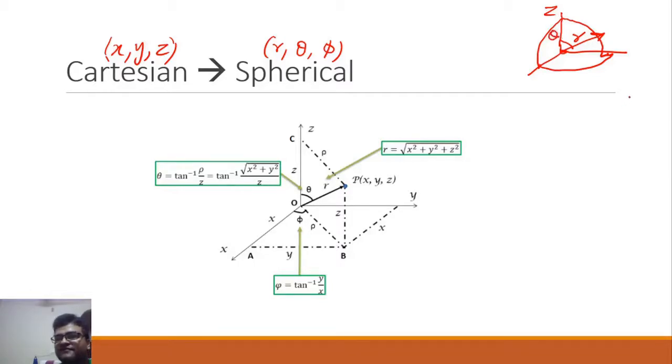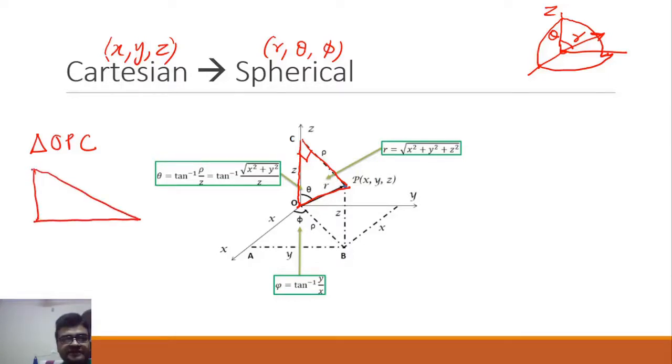So other than phi, we now have a radius r and the polar angle theta. In this diagram, this vertical angle, theta, and r are shown with a new triangle. This triangle is a right angle triangle OPC. In this triangle, you should always remember that this angle is 90 degrees. So let me draw this OPC vertically.